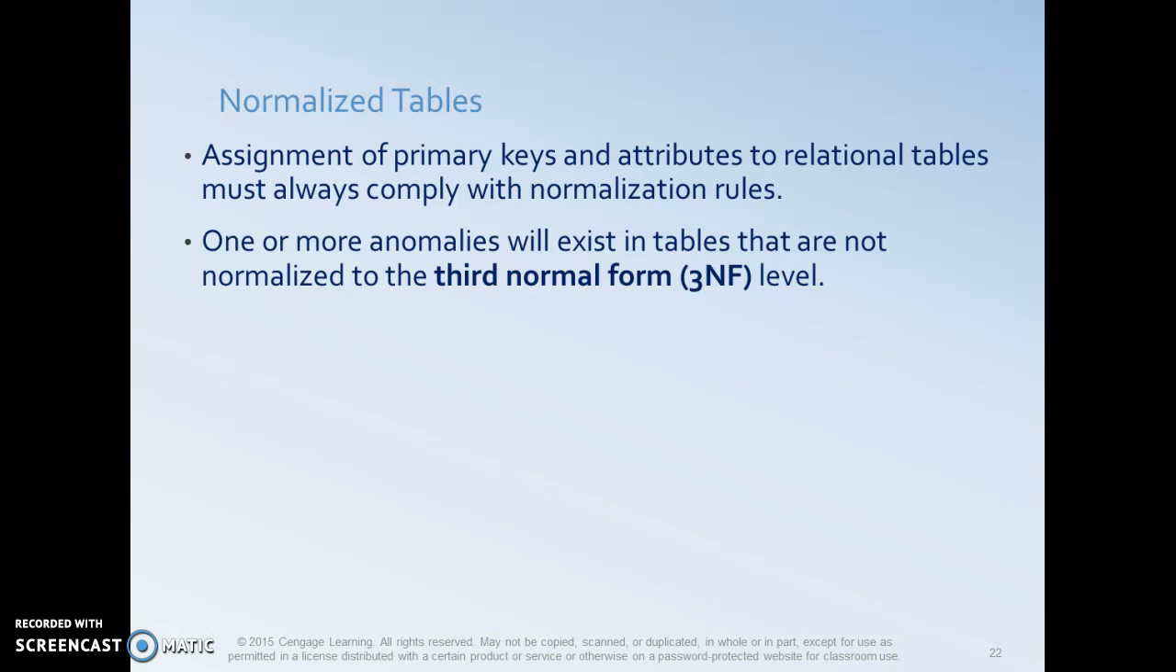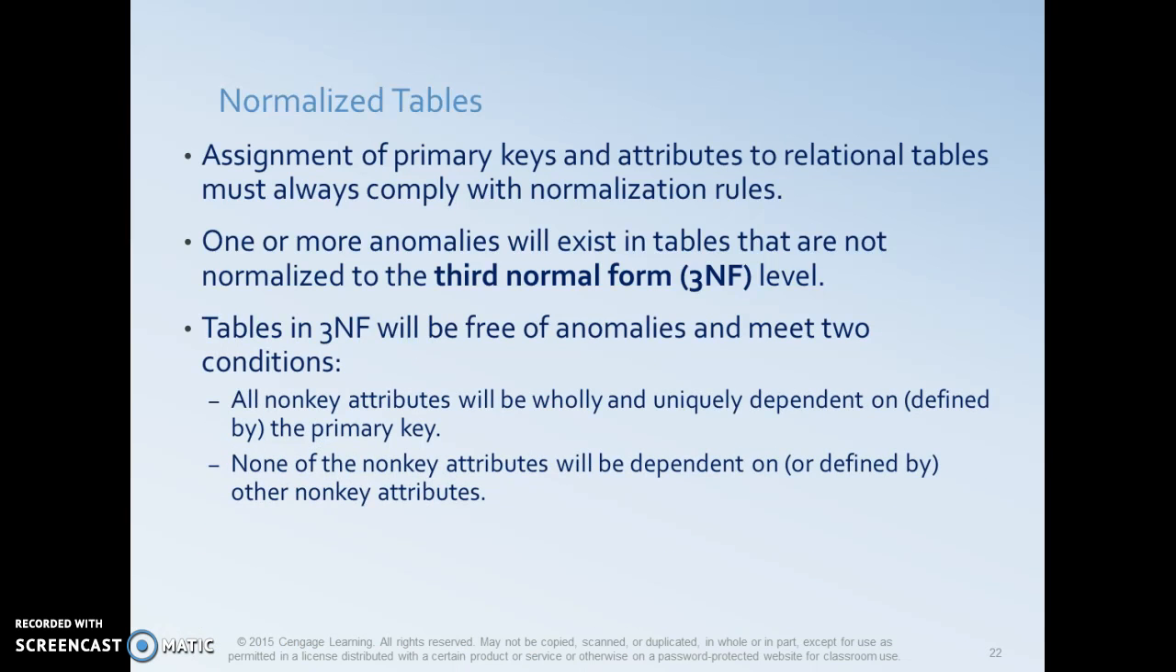Normalized tables. Assignment of primary keys and attributes to relational tables must always comply with normalization rules. One or more anomalies will exist in tables that are not normalized to the third normal form. Tables in the third normal form will be free of anomalies and meet two conditions. So what are these conditions? All non-key attributes will be wholly and uniquely dependent on the primary key. None of the non-key attributes will be dependent on or defined by other non-key attributes.